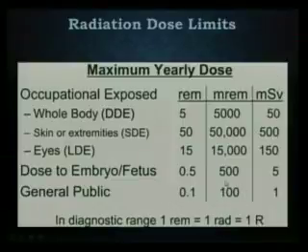General public is even less. They can only receive 100 millirem per year. So if you're in a radiation area, you have to prove that people walking through your hall only receive less than 100 millirem. So nuclear medicine places typically will have radiation badges and all that stuck on the wall just to make sure that general public is not receiving more than 100.